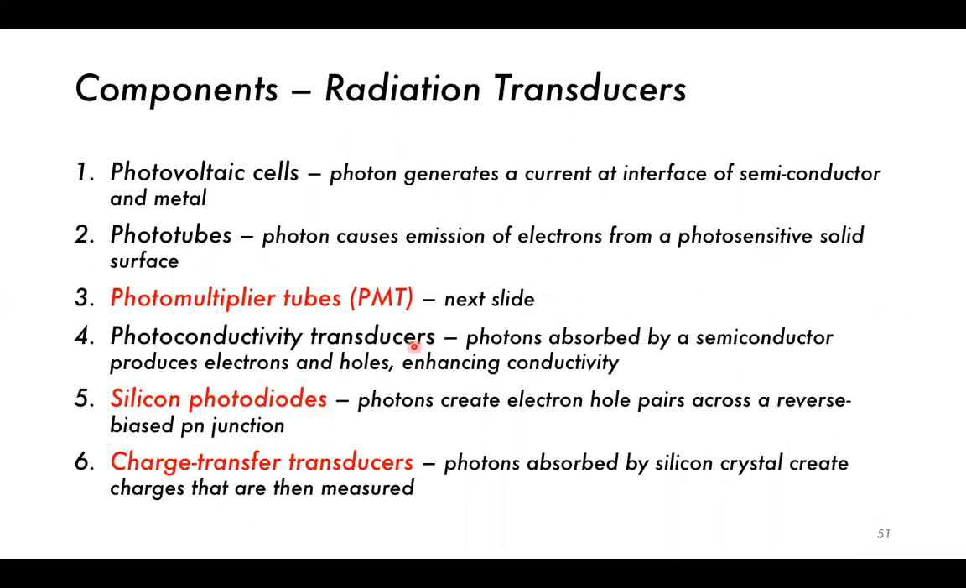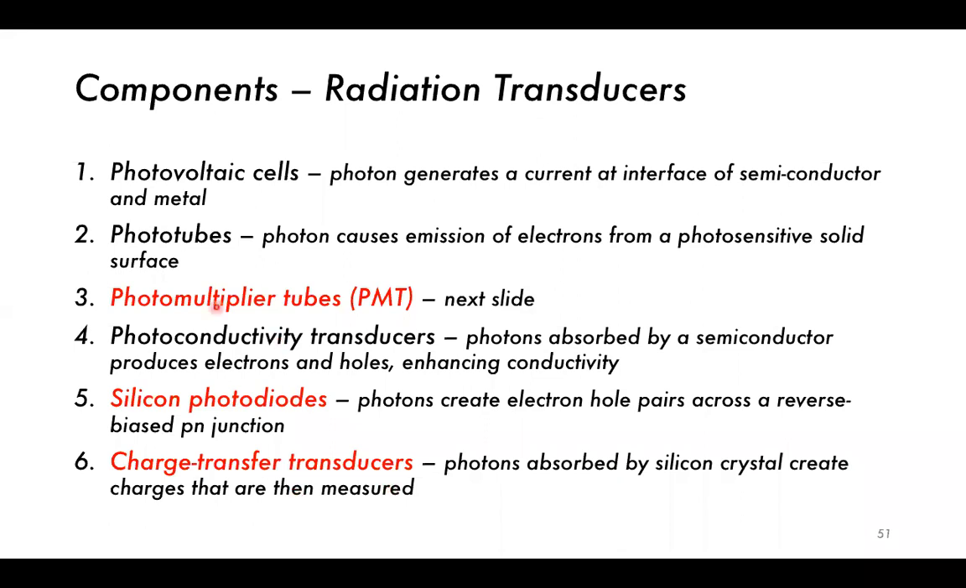Photoconductivity transducers: photons absorbed by a semiconductor produce electrons and holes, enhancing conductivity. Then we have silicon photodiodes: photons create electron-hole pairs across a reverse biased p-n junction. So this is to do with our semiconductors, which we talked about before in the electrochemistry part. Then charge transfer transducers: photons absorbed by a silicon crystal create charges that are then measured.